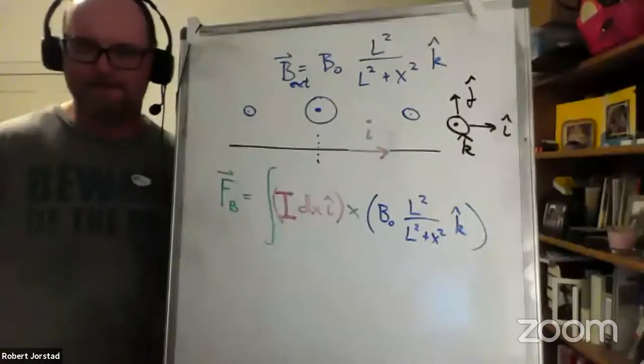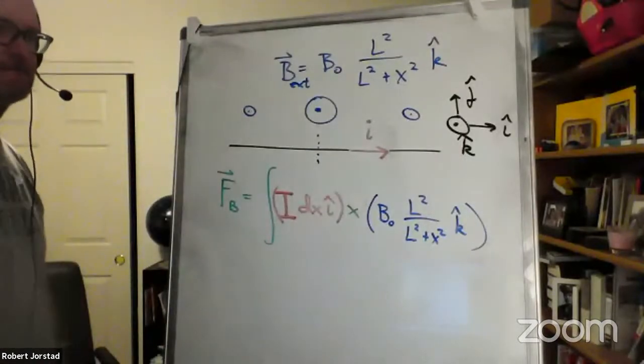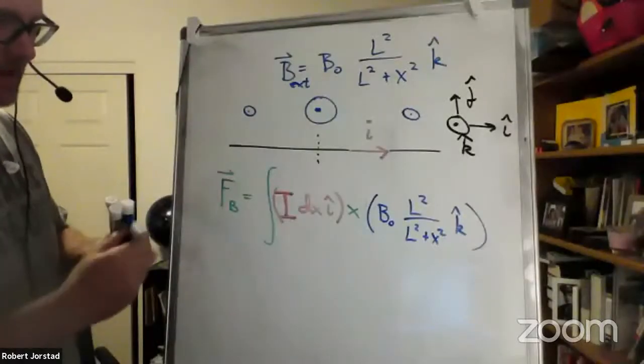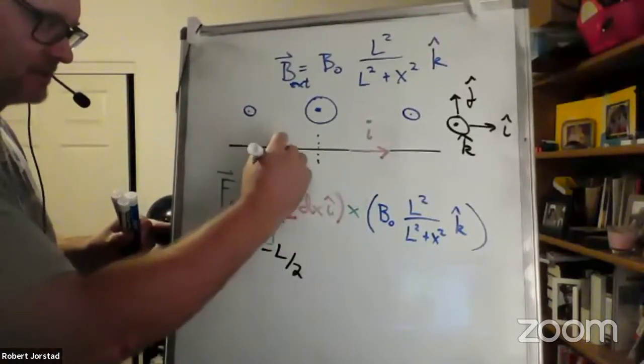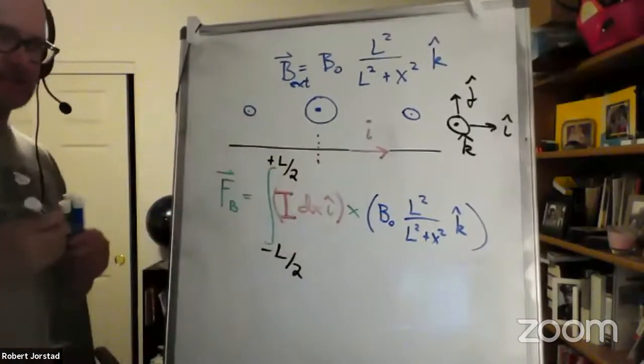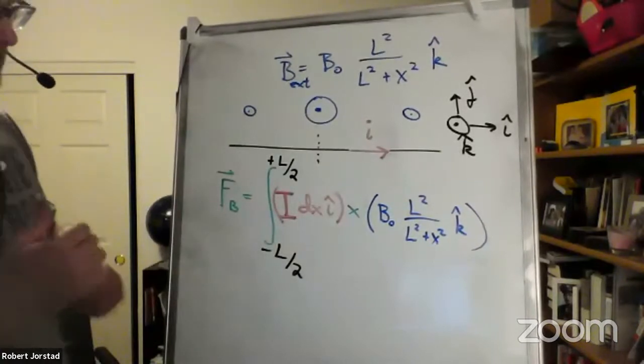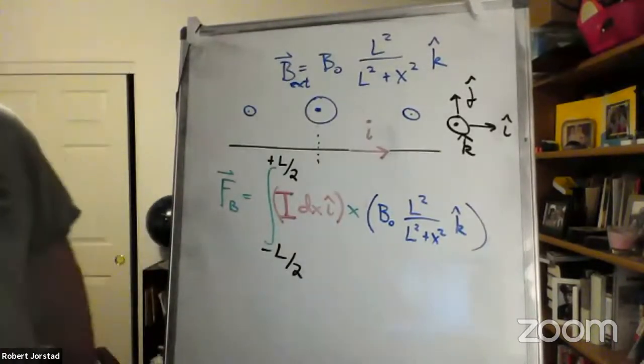How long is the wire? L. So what's the left limit? Negative L over 2. Yeah. So in this case, we're going to go from negative L over 2 to positive L over 2. Does that make sense? Are you good with that, Ryan? Yeah, absolutely. I just don't have the book in front of me right now.